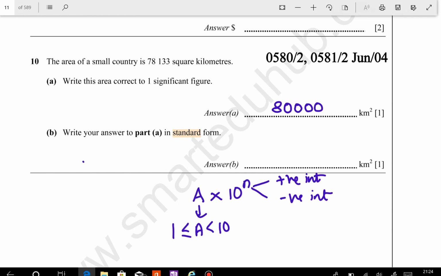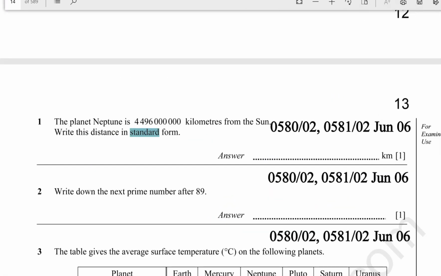So this becomes 8.0 into 10 to the power of, now the point is here, we need to see how many jumps to the right. 1 2 3 4. So there are 4 jumps to the right. So we write it as 8.0 into 10 raised to 4, and that's the answer in the standard form. One more question has been taken from May June 2006, paper 2 and question 1.